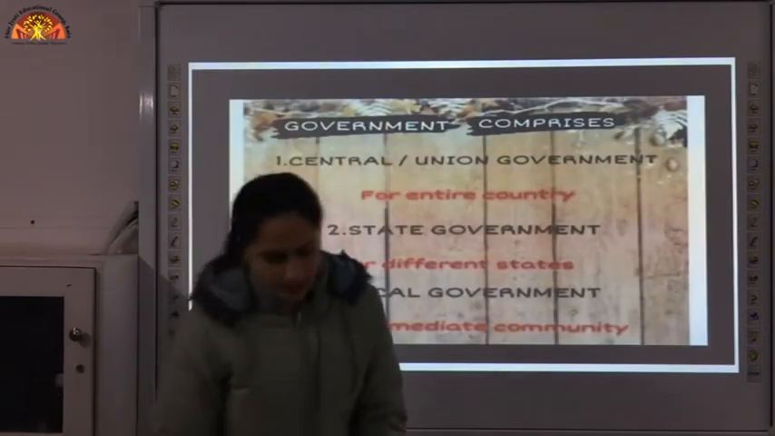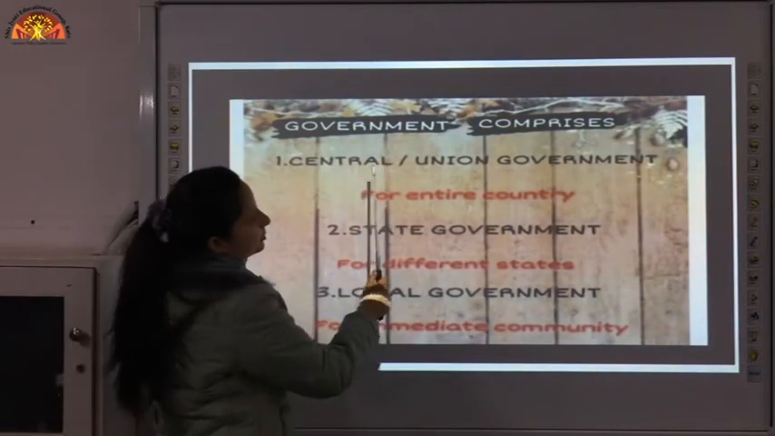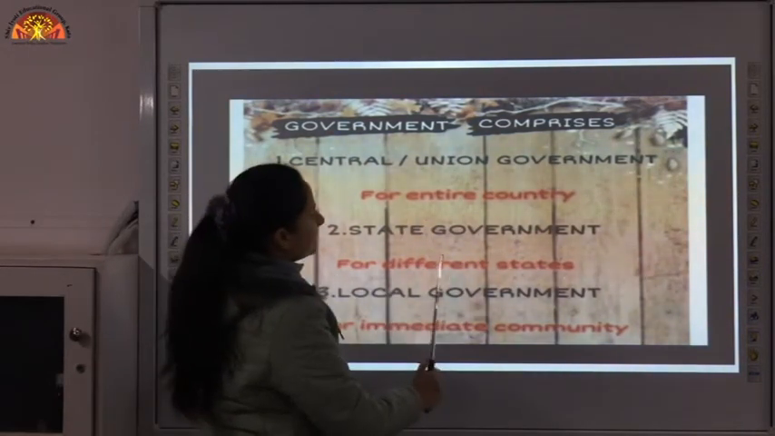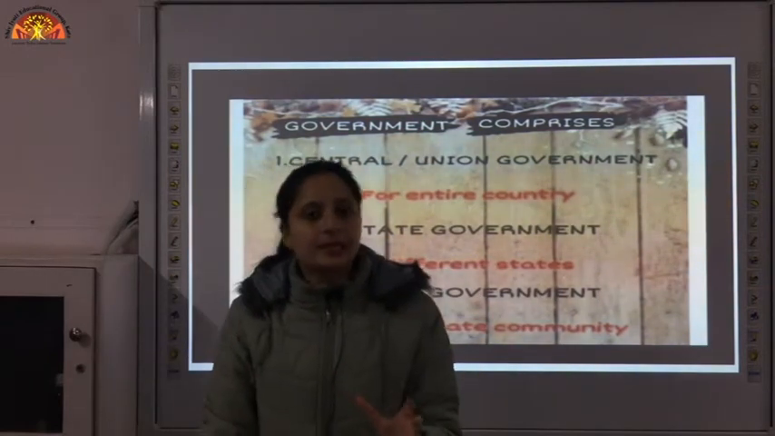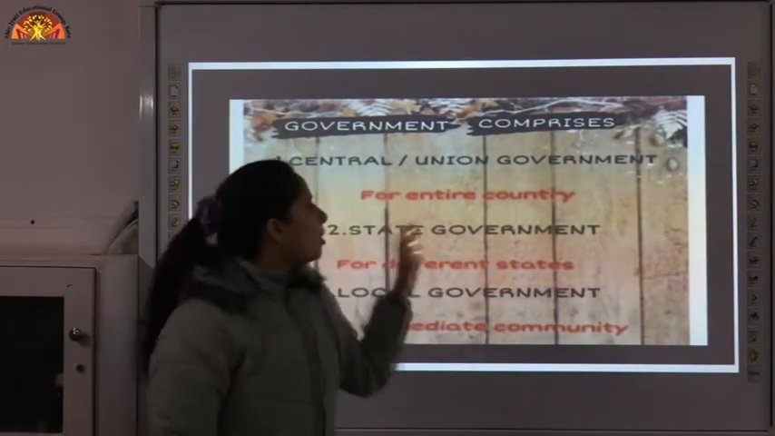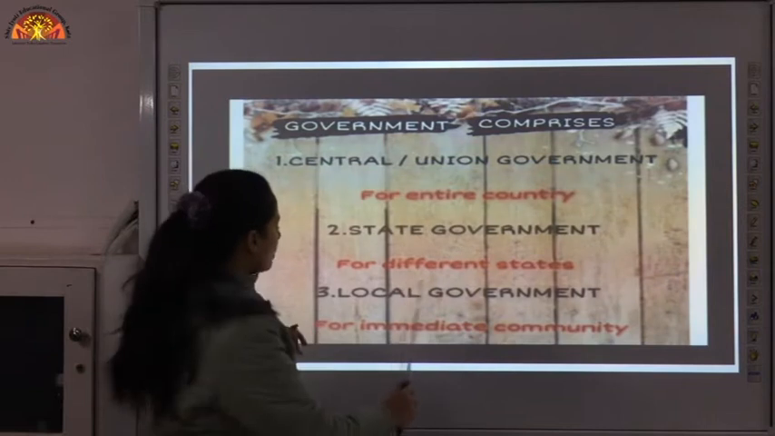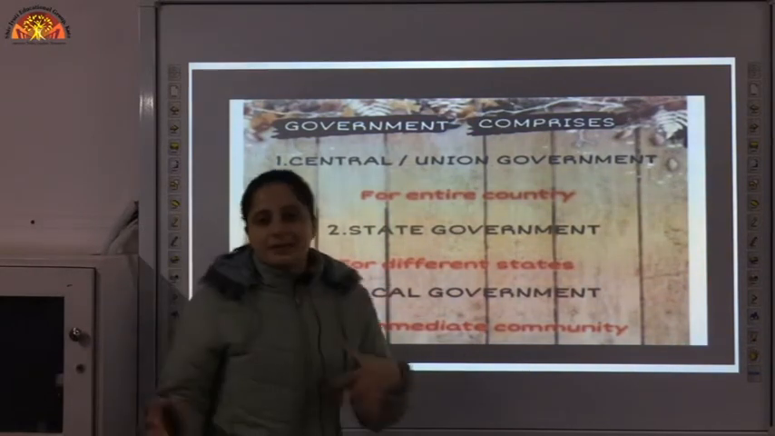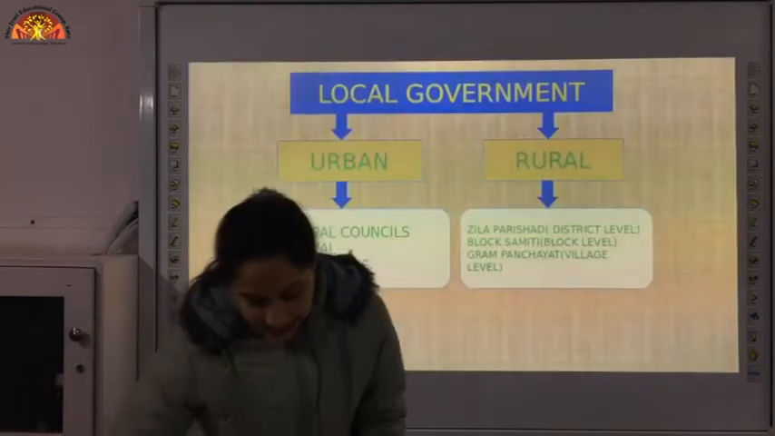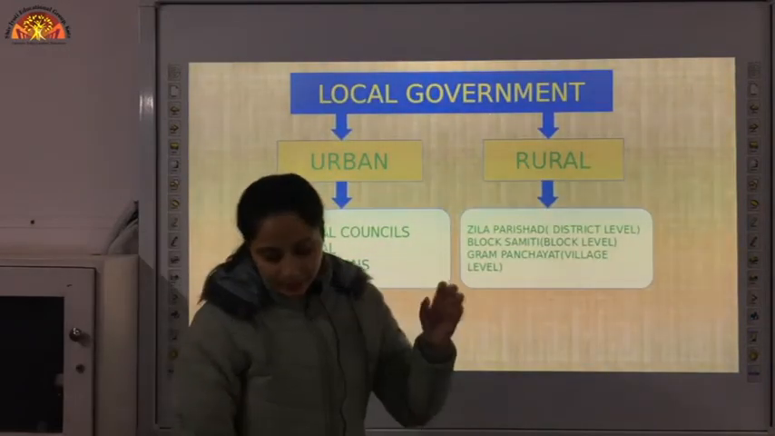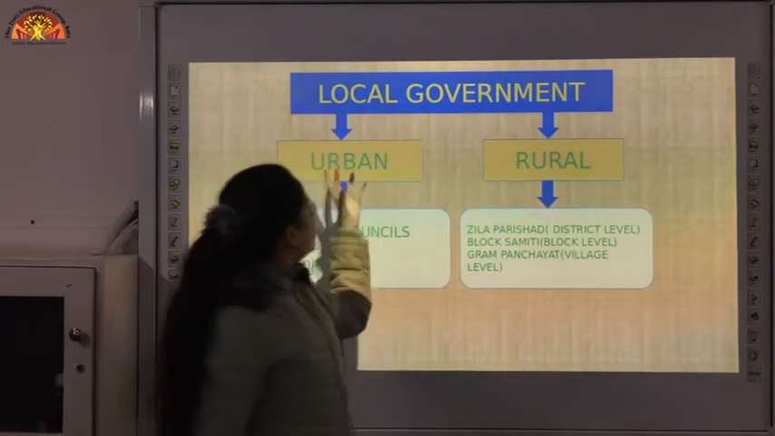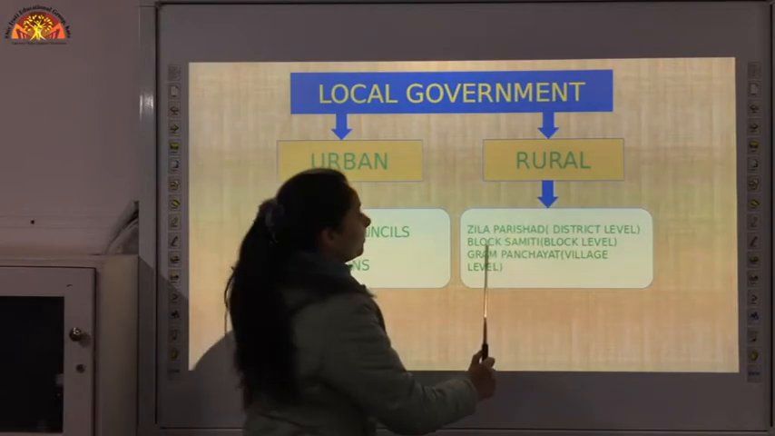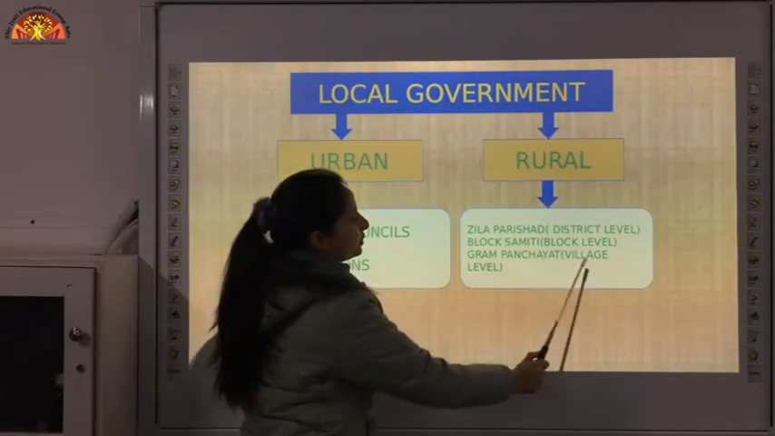Okay? Now, government comprises the central, or we can say the union government. It is for the entire country. And the state government is for different states, that is, it maintains the law and order and the internal security of the concerned states. Now we have the local government, which I told you is for the village or town. Here these are for the immediate community, that is the municipal corporation or the council in urban areas, and in the rural areas we have the Zilla Parishad, which is at the district level, Block Samiti, block level, and Gram Panchayat, which is at the village level.